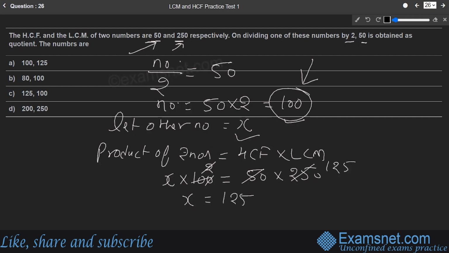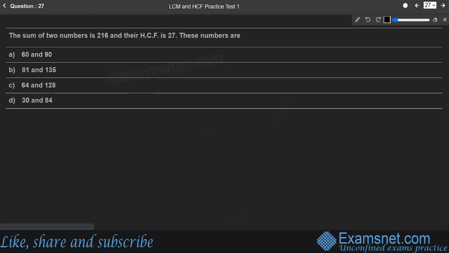What has he asked for? He has asked for the numbers. So one number is 125. The other number we had already obtained earlier, that was 100. So the numbers are 100 and 125, which is available in option number A and becomes the right answer. Okay, let's go to the next question.